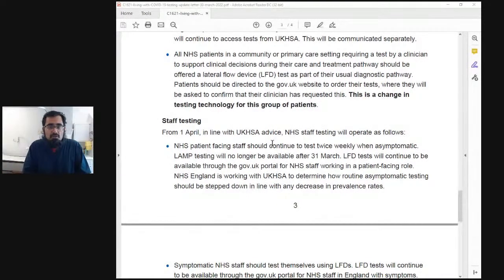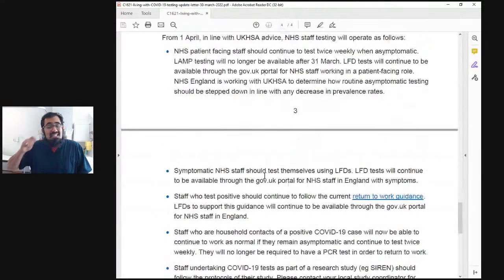That might be because everybody's scrambling around for them, but hopefully that system will change in the near future. And that may change locally based on prevalence rates as well. There is that small line, as you can see just here, that identifies the fact that it may change based on prevalence rates.